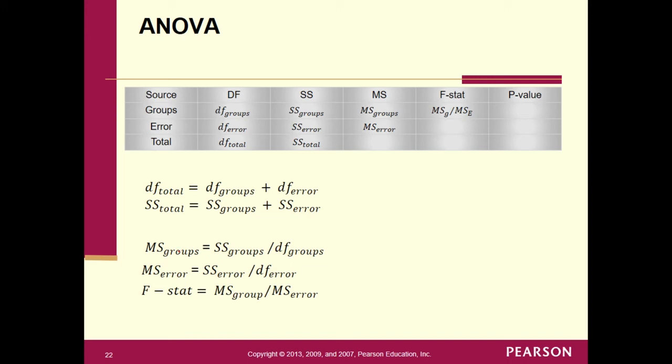Now, as you move across, though, notice what's going on here. Things are dividing. So just like before, to get MS groups, you would take SS groups and divide it by its degrees of freedom. MS error would be equal to the sum of squares for error divided by the degrees of freedom for error. And then to get the F stat, it would be MS groups divided by MSE, and this would be the test statistic. And it's in terms of the F.